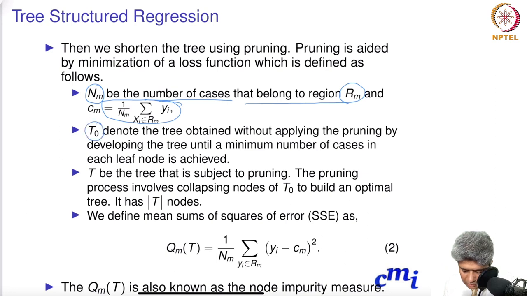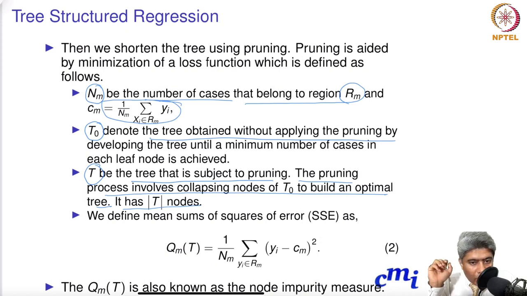Suppose T0 denotes the tree obtained without applying any pruning. Without applying any pruning, it just allows you to grow the tree as much as possible with a small bin, and that's perfectly fine. And then T is the tree that's subject to pruning. Then you do some pruning, because now I need to reduce the number of branches. The pruning process involves collapsing nodes of T0 to build the optimal tree. It has |T| nodes.